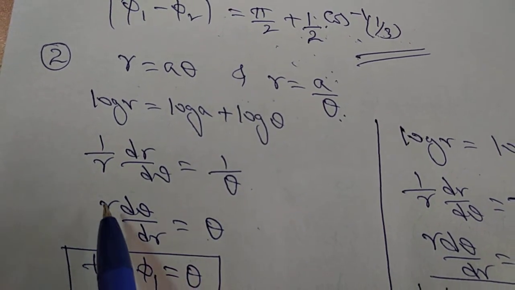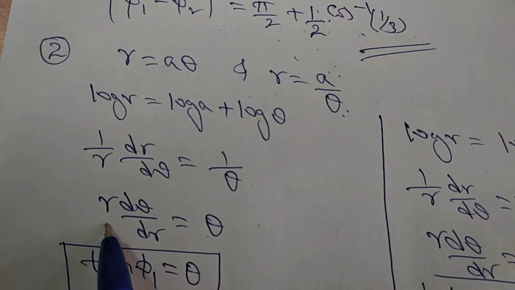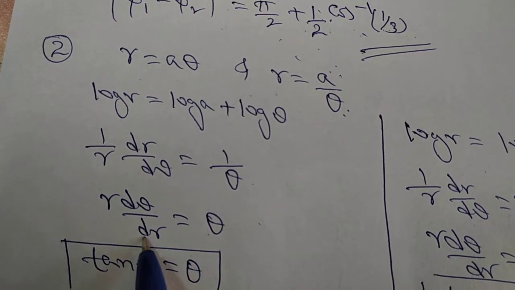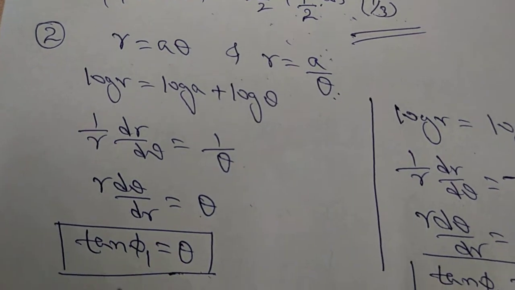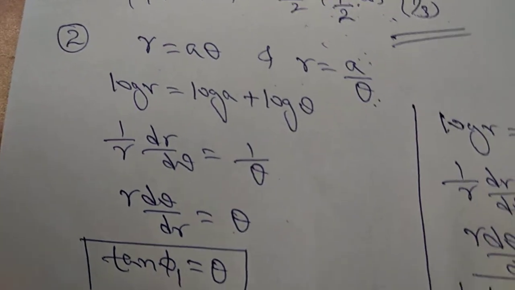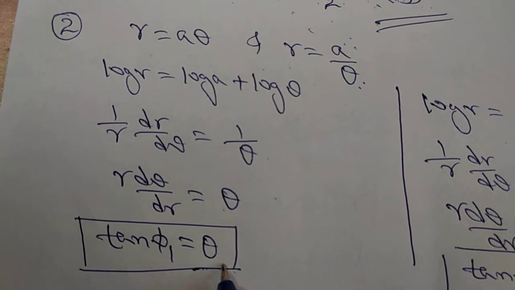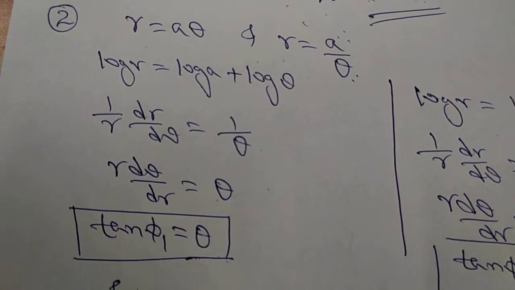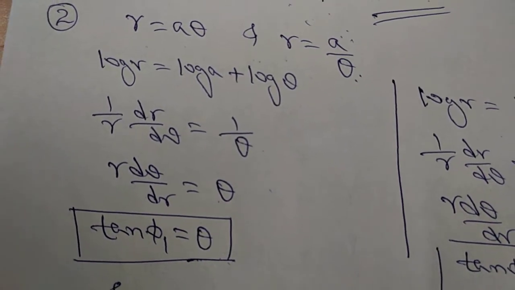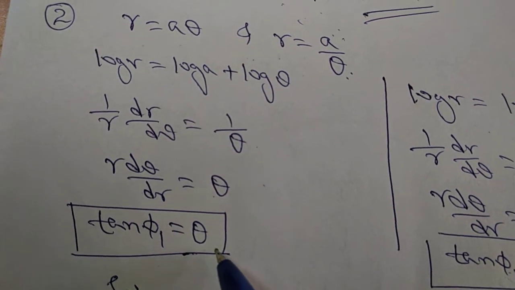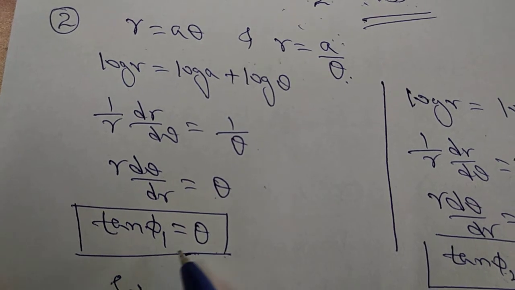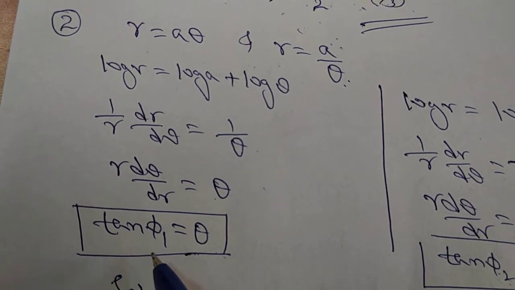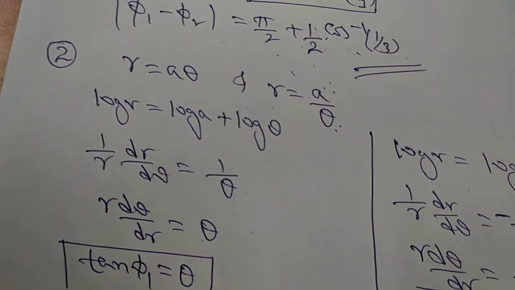Take reciprocal on both sides. What do you get? r into d theta by dr, and the right hand side is theta. This is for the first curve. So that's why we take tan phi 1 is equal to theta. We can't write phi 1 is equal to theta because the right hand side only has theta. In the previous problem, if tan was there, then you had to write phi 1 is equal to. But in this problem, tan phi 1 is equal to theta only.